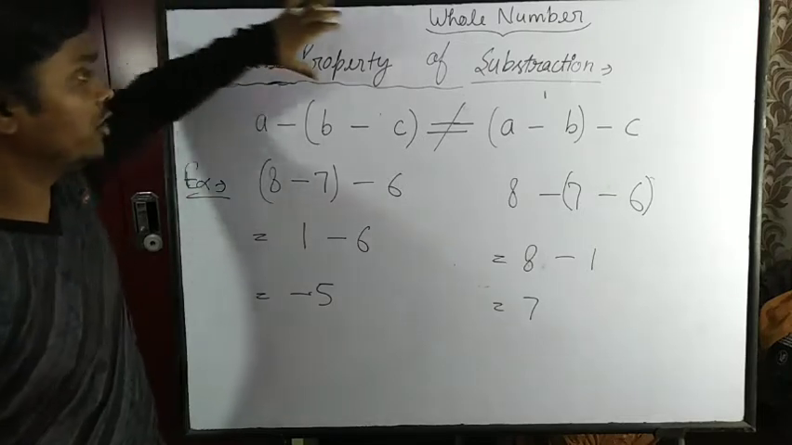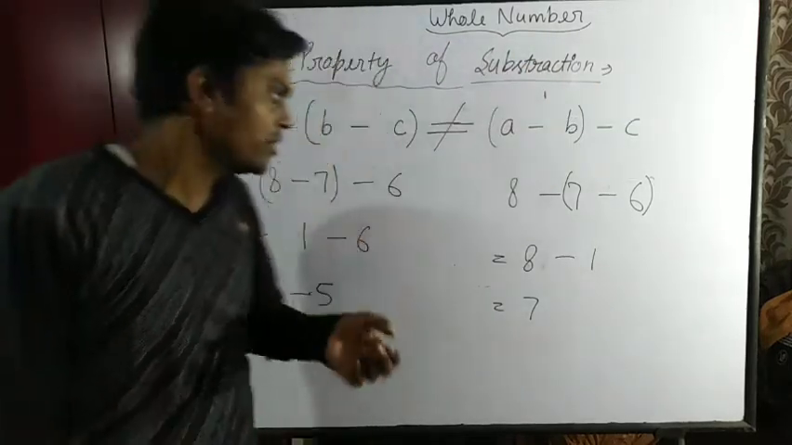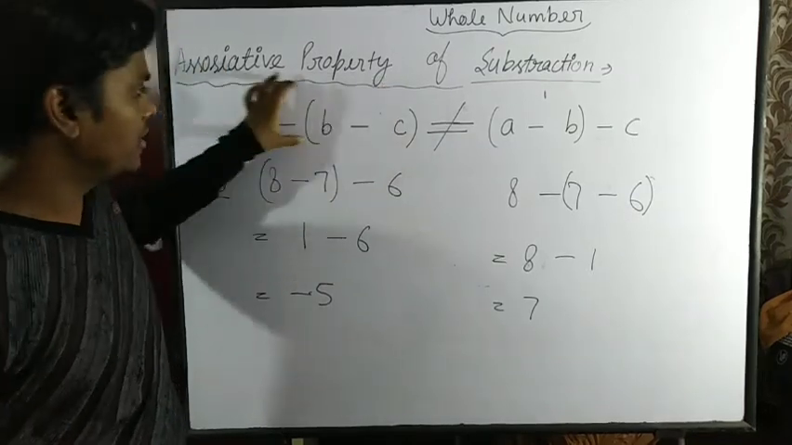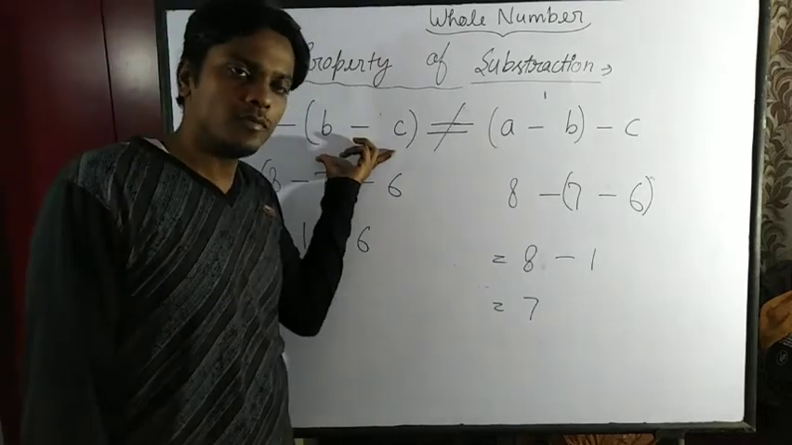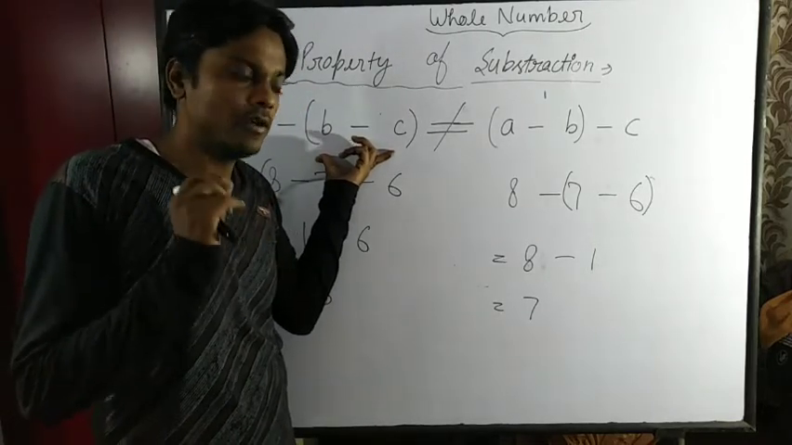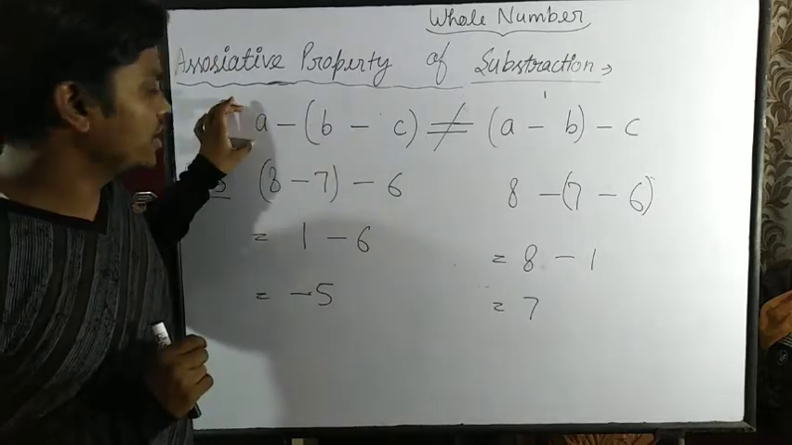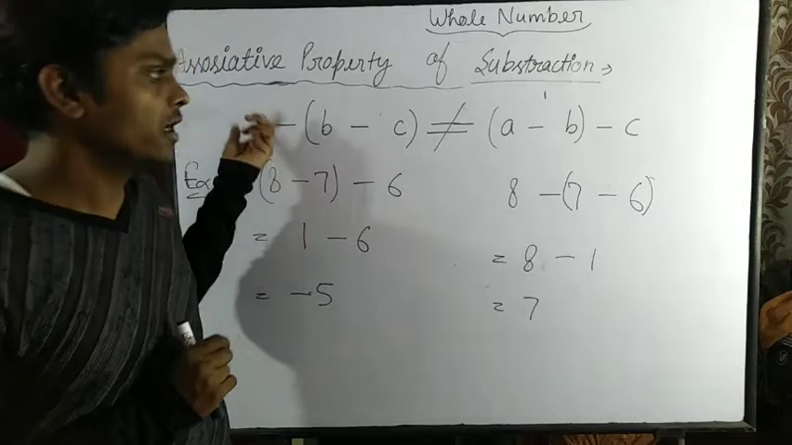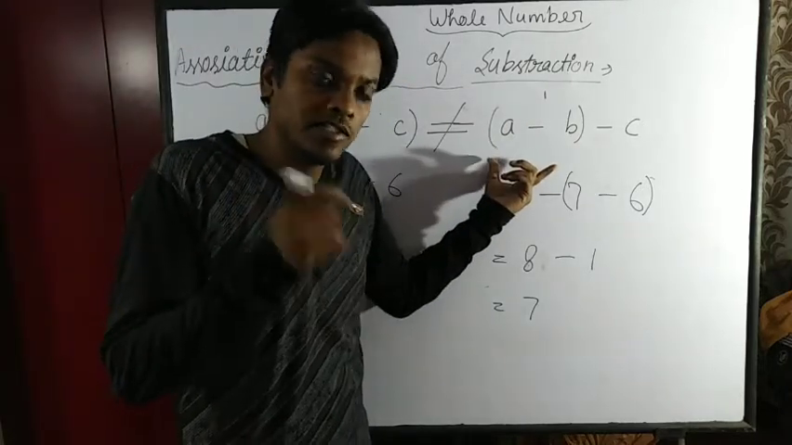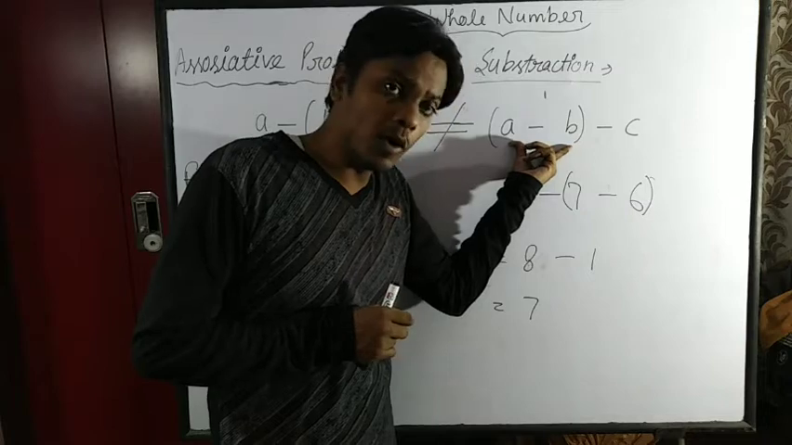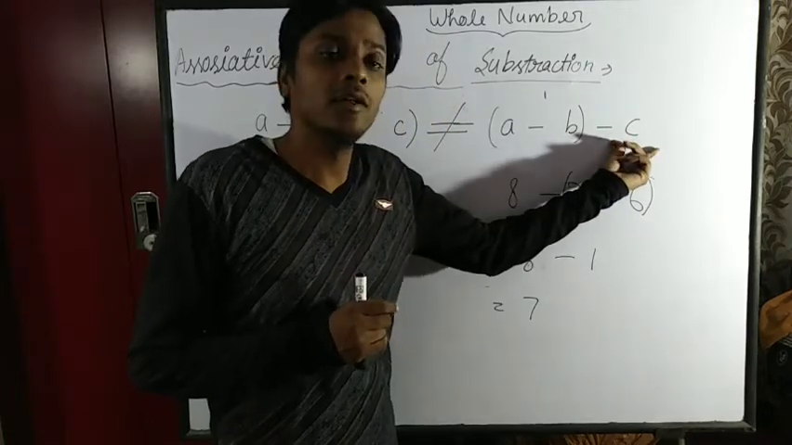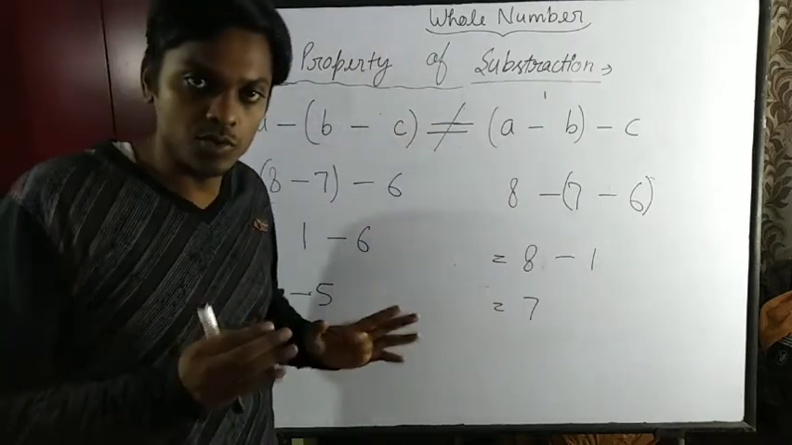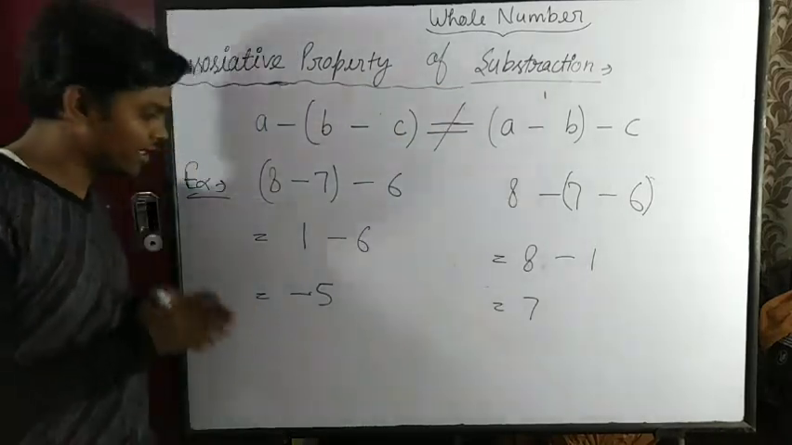Now we will see the associative property of subtraction. What is the associative property of subtraction? If we have three whole numbers A, B and C, a group of two whole numbers in subtraction will be associated with the third one, but it will not be the same as another group of two whole numbers associated with the third number. This means subtraction is not associative. How will we prove that?